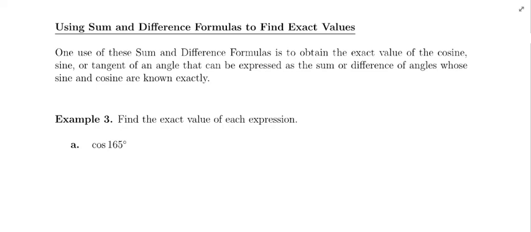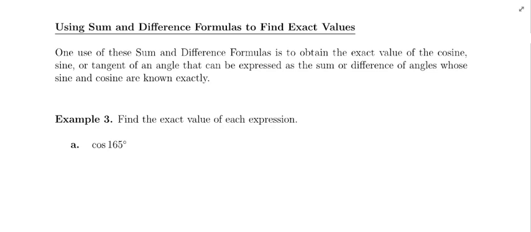Starting on page 2, we're going to discuss how we can use sum and difference formulas to find exact values. One use of these sum and difference formulas is to obtain the exact value of the cosine, sine, or tangent of an angle that can be expressed as the sum or difference of angles whose sine and cosine are known exactly. All right, well, what in the world does that mean? Well, let's take a look at example 3.